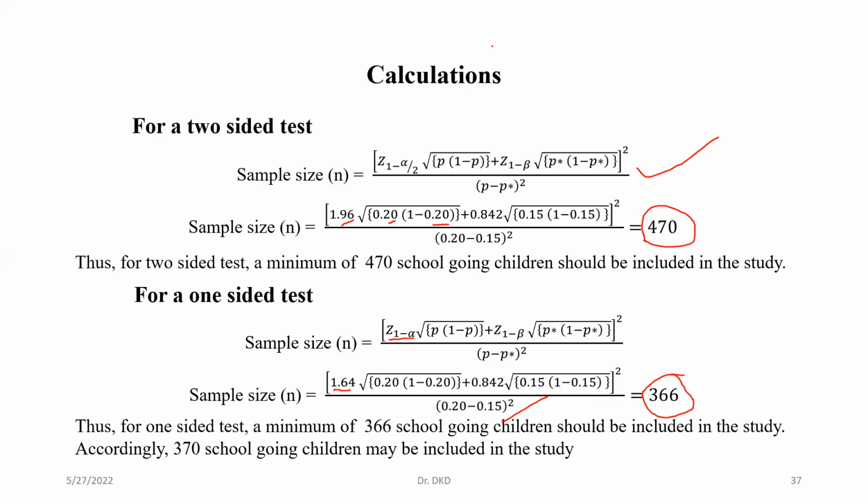So this is the basic concept for minimum sample size calculation. And always remember, for a one-sided test, the sample size would always be less in comparison to a two-sided test.